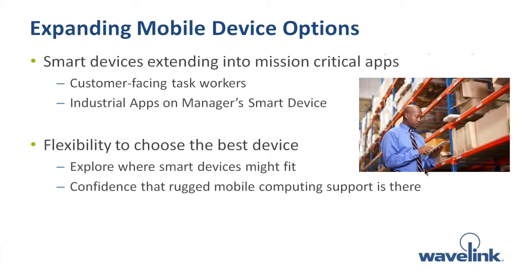The lines between rugged and mobile are becoming blurred. Smart devices are finding their way into mission-critical applications like customer-facing task workers and managers that need access to apps running on their employees' rugged devices. Now customers have the flexibility to choose the best device for the job, regardless of the operating system. Organizations are exploring options where smart devices might fit, and they can have the confidence that they will get the same high-level support for both rugged and smart devices.